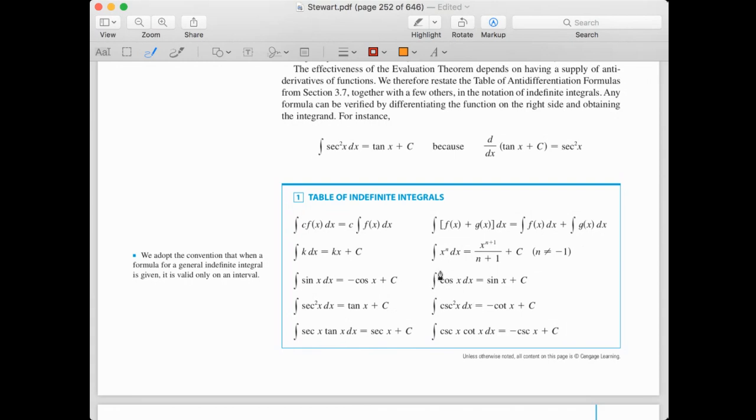If the integrand is cosine, we integrate cosine and get sine plus c. The integral of cosecant squared gives negative cotangent plus c. The integral of cosecant cotangent gives negative cosecant plus c.